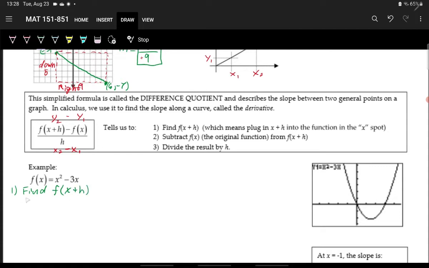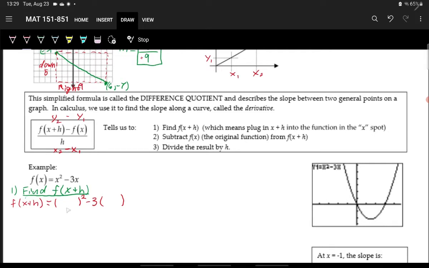So what we're going to do is plug in x plus h into the function. So we have f of x plus h is equal to, now let's just write out the function, but let's replace the x values with blank spots. And I suggest doing this. It might seem tedious, but it is very helpful for knowing what to plug in and how to evaluate. So we have the stuff squared minus 3 times the stuff, but we're just going to leave it as blank space.